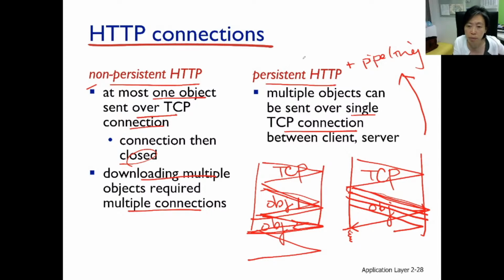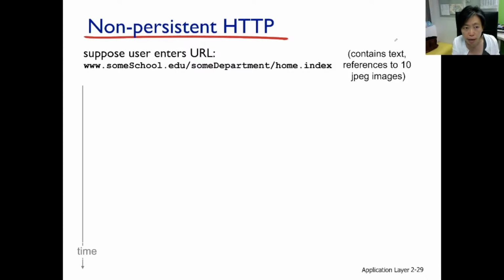Nowadays, when people say persistent HTTP, the implication is that it's persistent HTTP with pipelining. And by the way, this is HTTP, the 0.9 version. And persistent HTTP without pipelining, that's the HTTP 1.0 version. And the one with the pipelining is the HTTP 1.1 version. All right. Now let's go through the animation for the very standard non-persistent HTTP protocol's behavior.